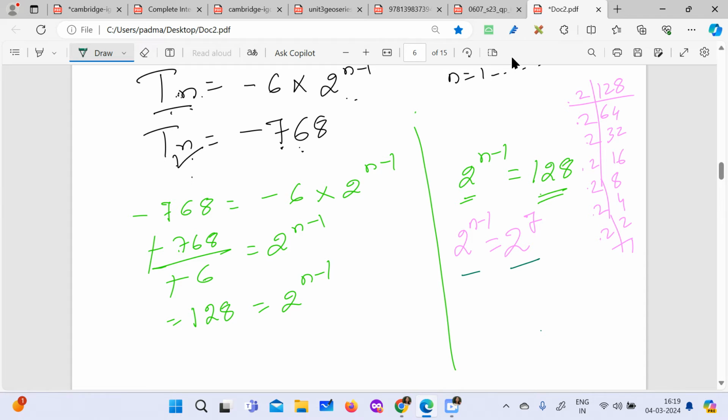Yeah. So 2 to the power of 7 is 128. Because the bases are same, we can equate this. n minus 1 equals 7 and hence n is equal to 8. It means that at the 8th position in the given sequence, I will get this term minus 768. Is this clear now? Got it, miss. Okay then. Very good.